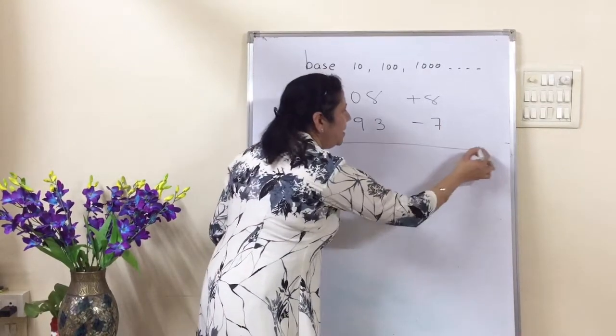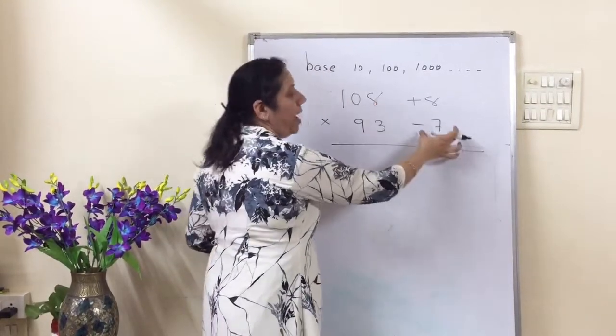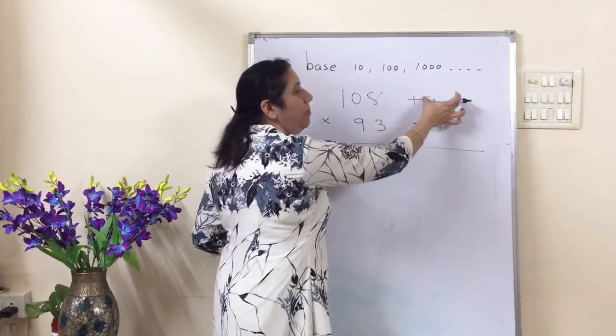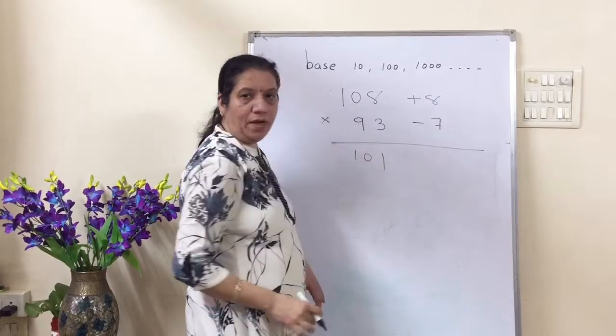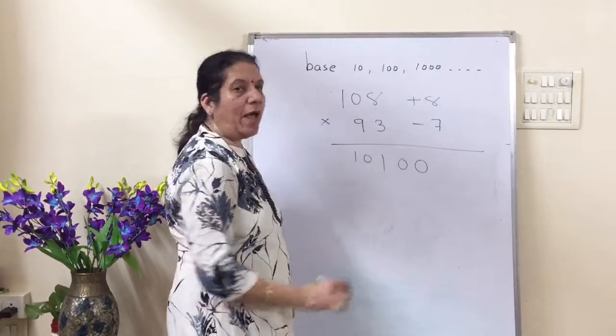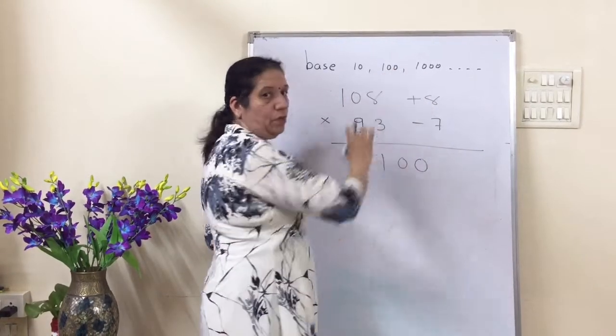Okay, now again same thing. 108 minus 7 is 101. Even if you add 93 plus 8, it is also 101. Okay, now as usual we will put two zeros. Why? Because the base is 100, we have two zeros here.